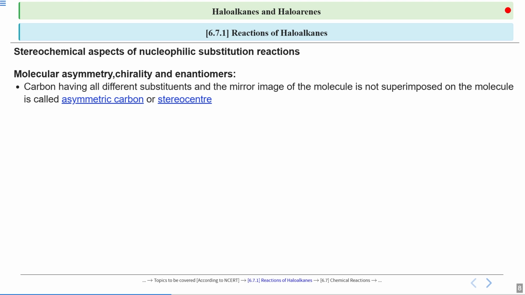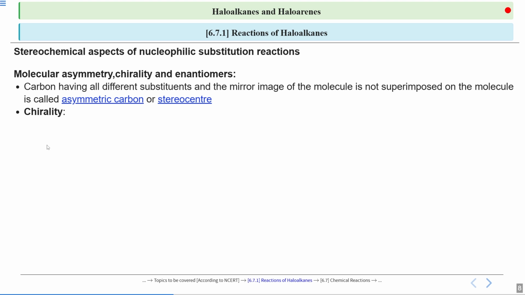What I'm saying is, a carbon which has all different substituents. That means carbon has 4 valency, it is tetravalent, right? So for completing its tetravalency, it should bind to 4 substituents, which can be the same or different. So the carbon which has all different substituents attached to it, and also its mirror image is not superimposable on itself, then that carbon is called an asymmetric carbon or stereocenter.